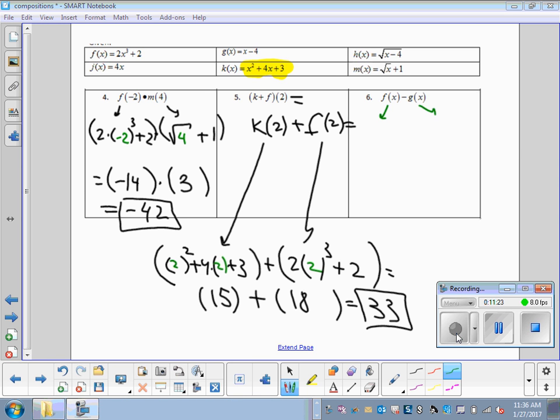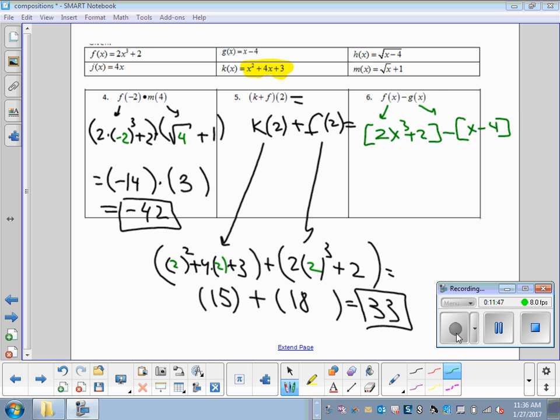F of x minus g of x. So I will put my f of x in one set of parentheses minus my g of x in the second set of parentheses. And I'll put minus in between. So f of x is 2x cubed plus 2. So 2x cubed plus 2 minus, and g of x is x minus 4. So x minus 4 goes into the second set.